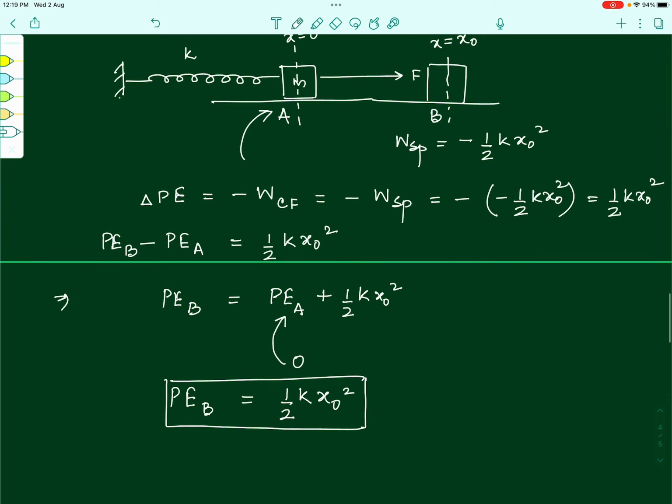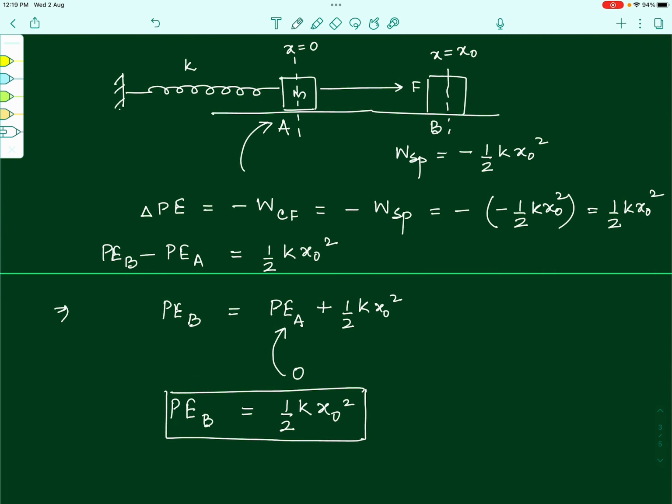Whereas, in case of a spring block system, the potential energy that gets stored into the system is called the spring potential energy, or also the elastic potential energy. Okay.